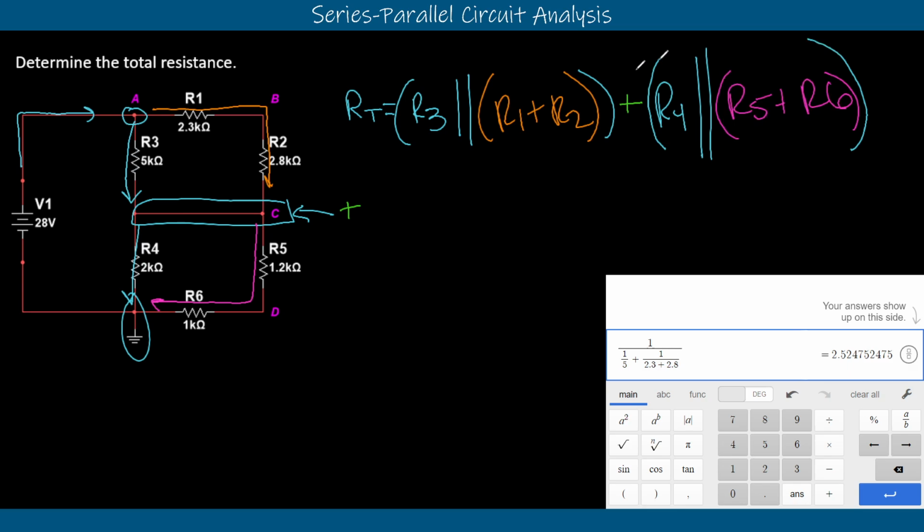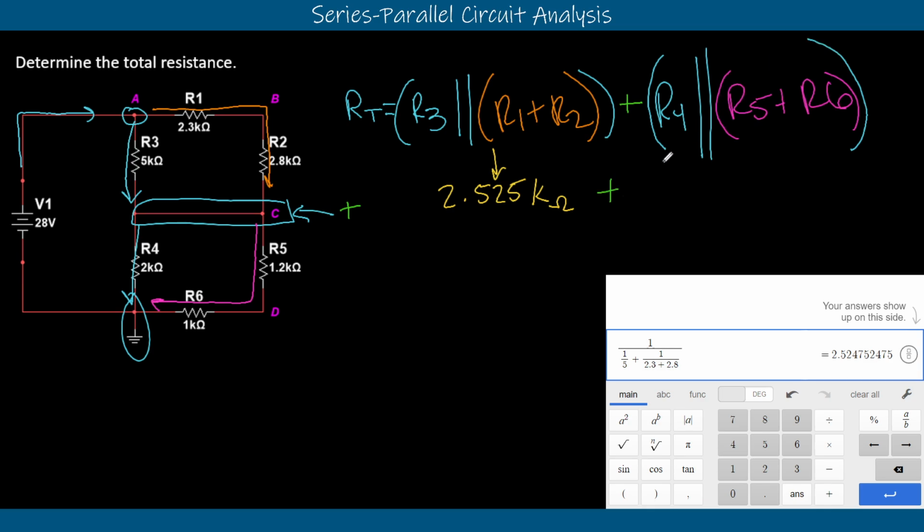Now we know that this reduces down to 2.525. That's in kiloohms, so technically I can move that back out and it'd be 2,525. And so we can just write kΩ at the end of that. We'll bring our plus sign down there because that's going to carry on.